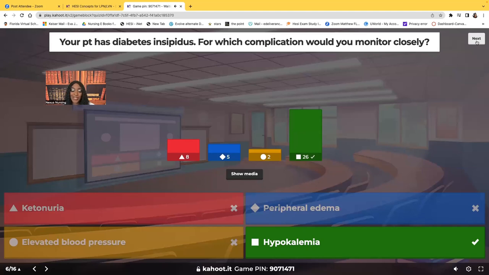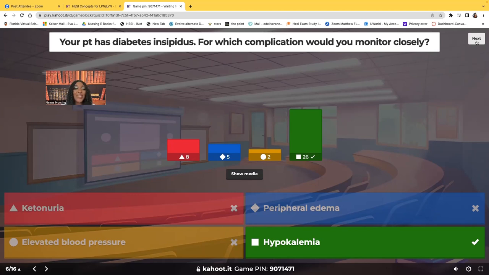All right, let's talk about it. So the correct answer is hypokalemia. I noticed that 8 of you guys chose ketoneuria. Please, please, please do not mistake diabetes mellitus for diabetes insipidus. These are two different disorders. In diabetes mellitus, that's where the patient's blood sugar is too high. That is completely different. And by the way, in diabetes mellitus, if the patient's blood sugar is too high, then they can have ketoneuria, right? But we're not talking about that. We're talking about diabetes insipidus.